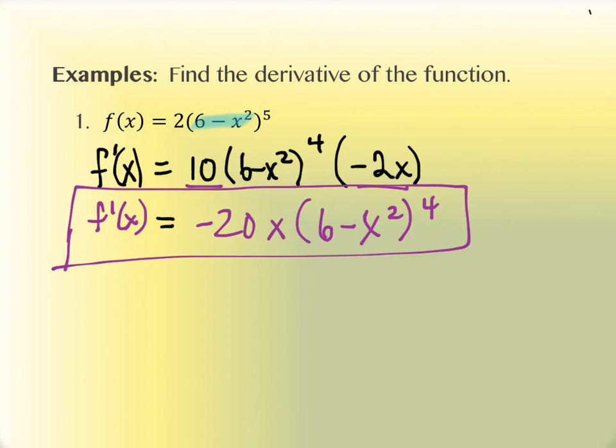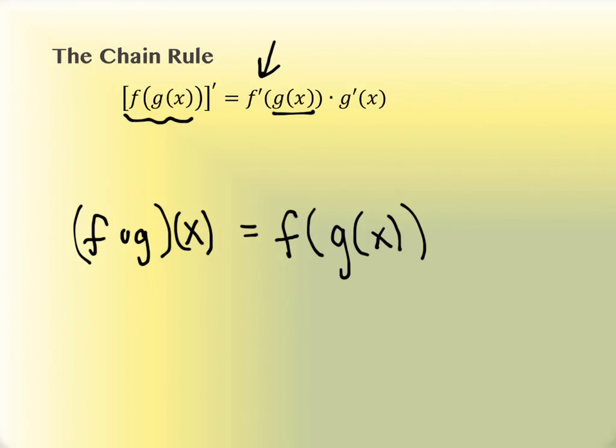Why did you not mess with the 6 minus x squared? That's part of the chain rule. The chain rule says that when we take the derivative, we leave the inside of the outside untouched. And then afterwards, we multiply by the derivative of the inside. So we do take the derivative of the inside, just not while it's currently inside of the outside function. It's a separate piece. Okay.